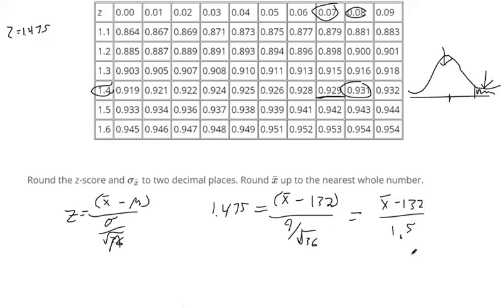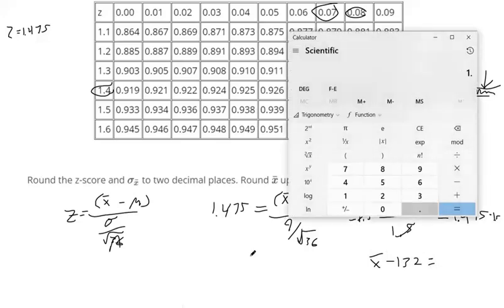So the bottom is 1.5 in this formula. If you're trying to get x by itself, I've just rearranged and simplified this. You just have to multiply 1.5 to both sides of the equation, because that gets rid of it in the denominator. So you want to do 1.5 times this and 1.5 times this, and that makes the 1.5 cancel out. So I got to do 1.475, our z-score, times 1.5. That's 2.2125.